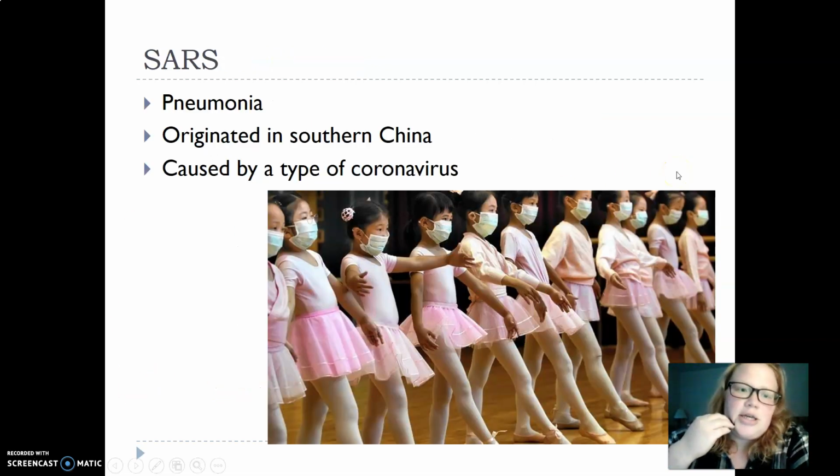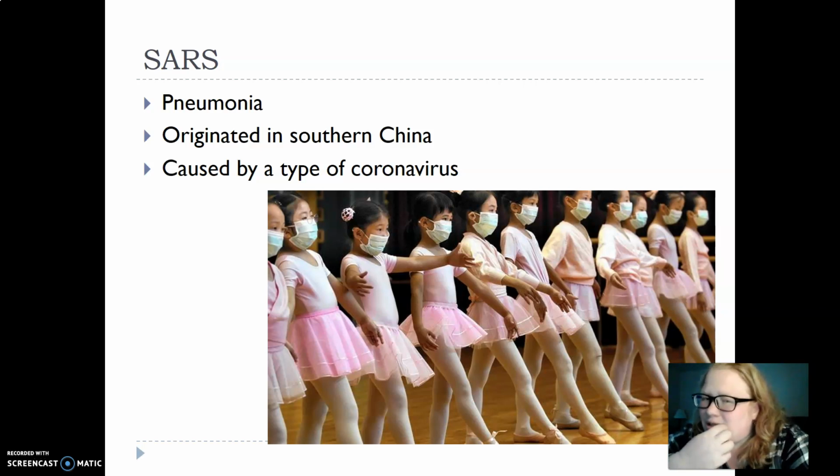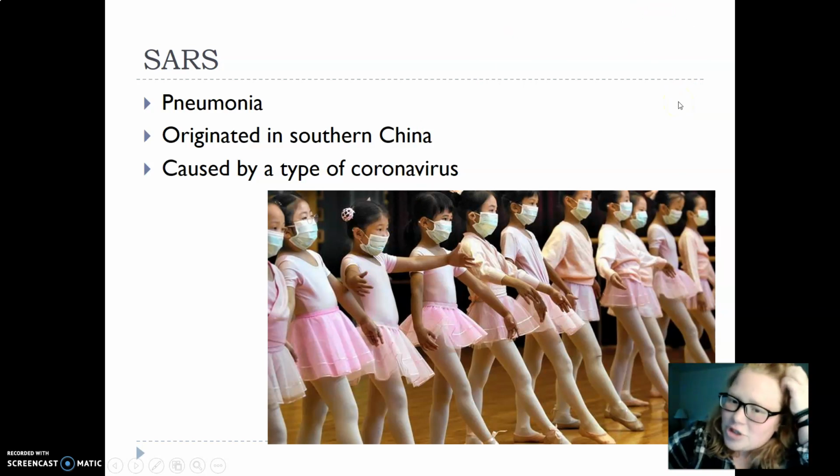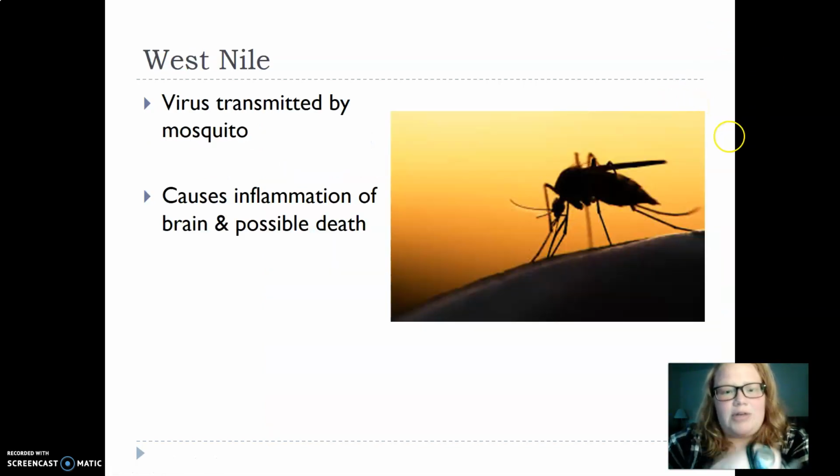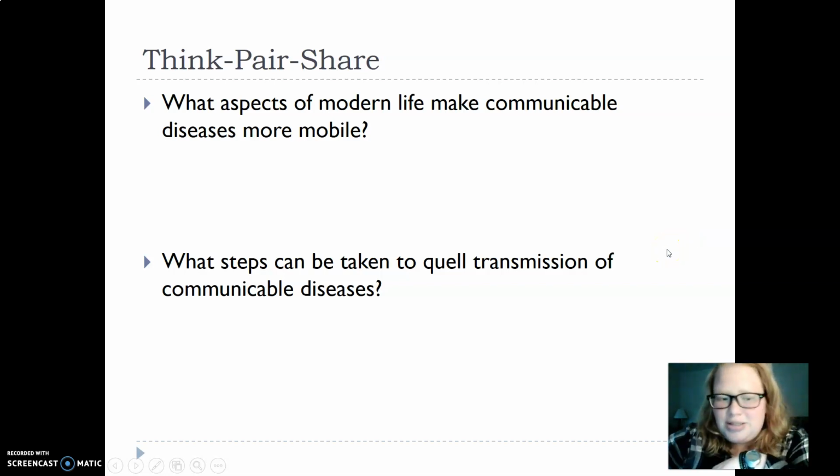SARS. SARS is a pneumonia that was also caused by a coronavirus. It happened in 2003, and it originated in southern China. I believe the total deaths for SARS was around 700, but I cannot tell you that for sure. But it was a very scary time, and COVID-19 is related to SARS. Same kind of virus. West Nile, transmitted by mosquitoes. It causes inflammation of the brain and possibly death. And that is it.